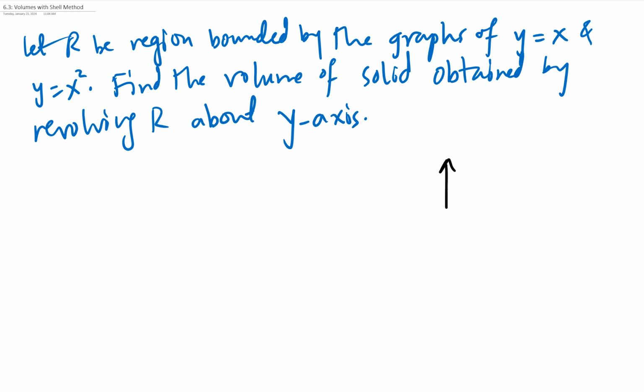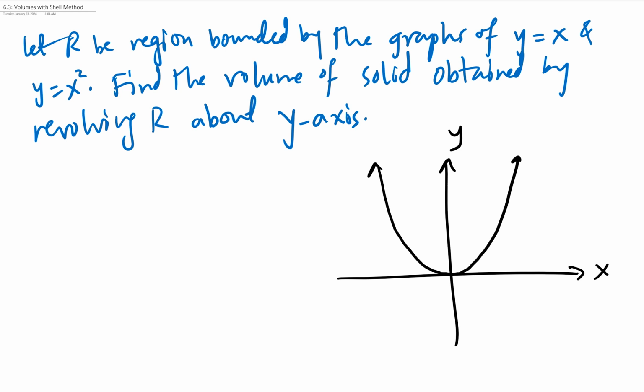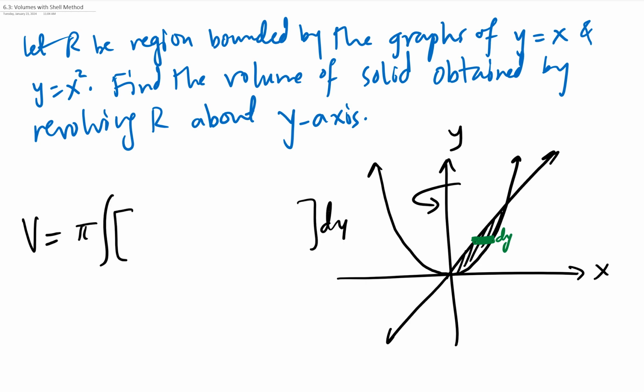First, we draw the diagram, label everything. This is y equals x squared, and then we have y equals x. So this is the region we want to revolve about the y-axis. Now, based on last time's notes, we draw a rectangle perpendicular to the axis of revolution. So that tells me dy. So the volume is pi integral dy, something squared minus something else squared.